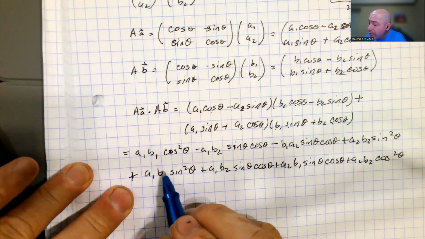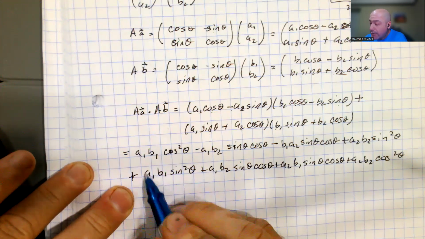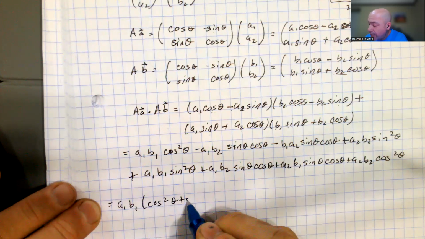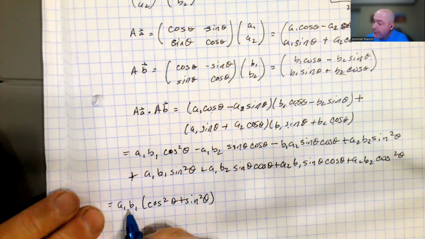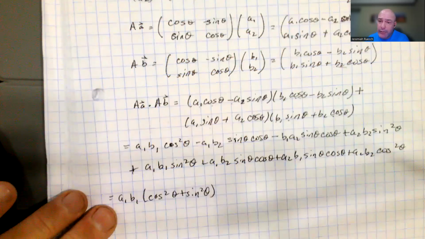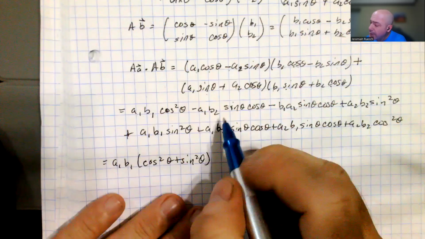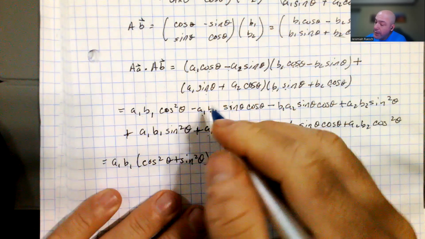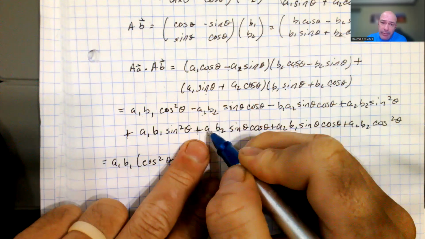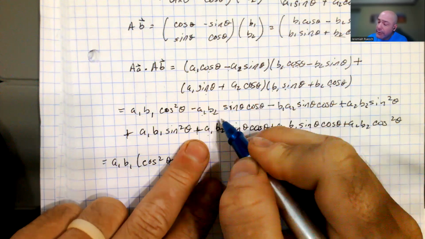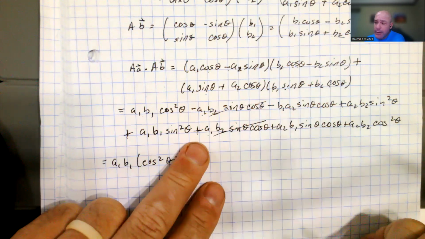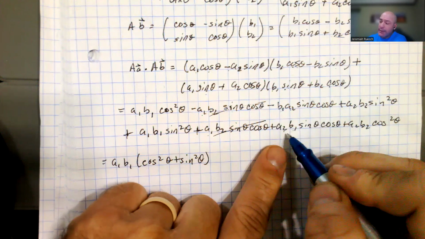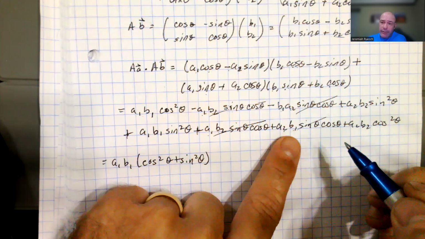So I'm adding these together, and I'm going to look for common terms. I have A1 B1 and A1 B1, so I can add those together: A1 B1 times cosine squared theta plus sine squared theta. What I've done is factor out the A1 B1 term that they both have. Looking here, I have an A1 B2 and an A1 B2 with sine theta cosine theta. But this is a minus A1 B2 and this is a plus A1 B2, so those are opposite in sign, and thankfully they cancel each other out. And then I have a B1 A2 and a B1 A2, also opposite in sign. So nice simplification happening, those cancel each other out.